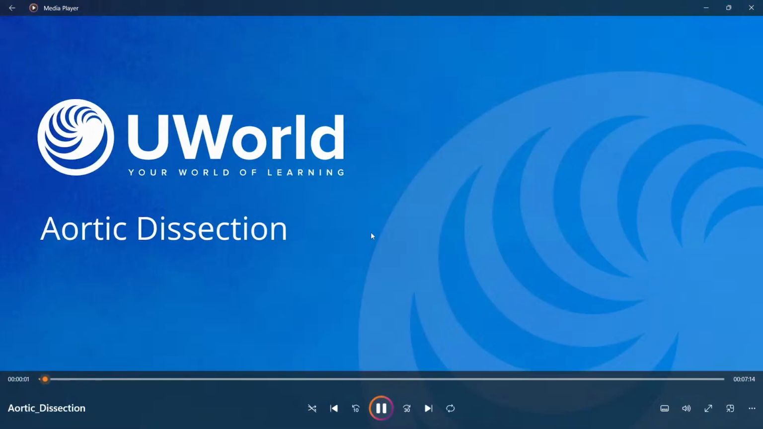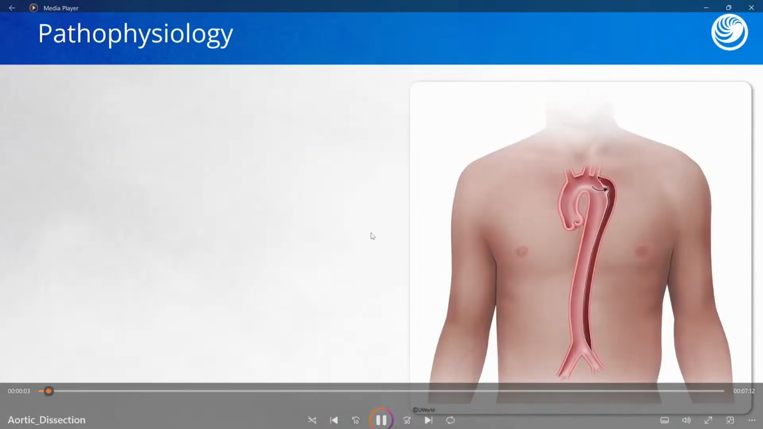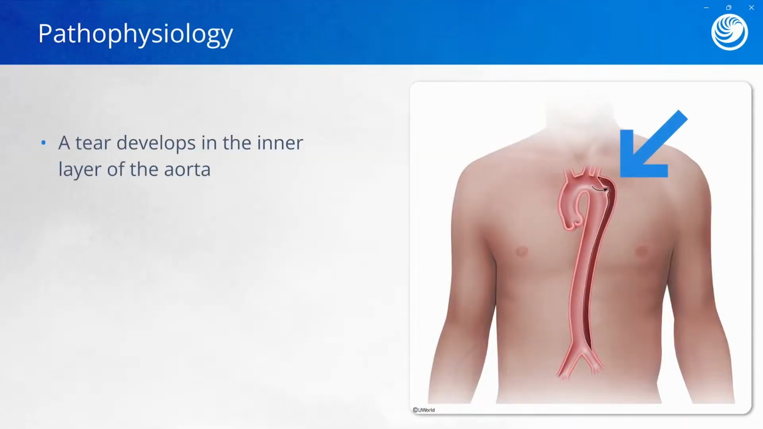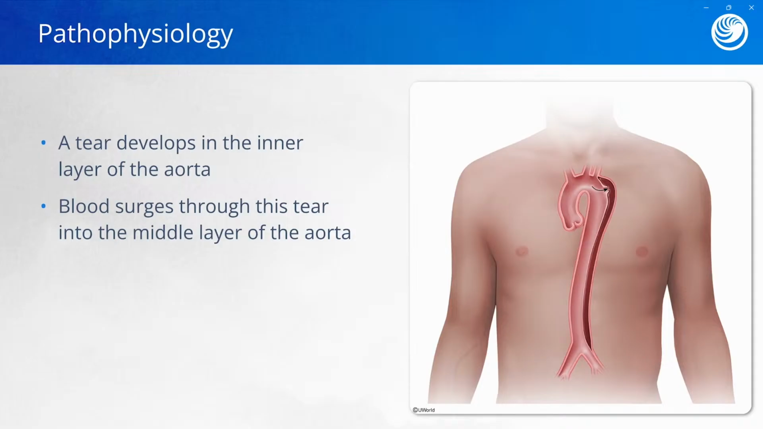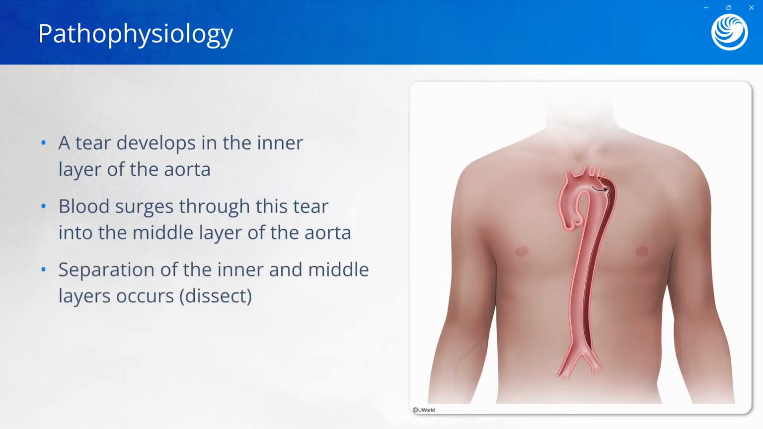This topic is aortic dissection. Aortic dissection is when a tear develops in the inner layer of the aorta, known as the intima. If you remember, the aorta is the largest artery in the body, and so there's a lot of blood surging through there. The blood is going to surge through this tear into the middle layer, or media, of the aorta. As the space between these two layers fills with blood, they begin to separate, or dissect. Additionally, a false lumen forms that allows blood to pass back and forth between the dissection and the aorta.